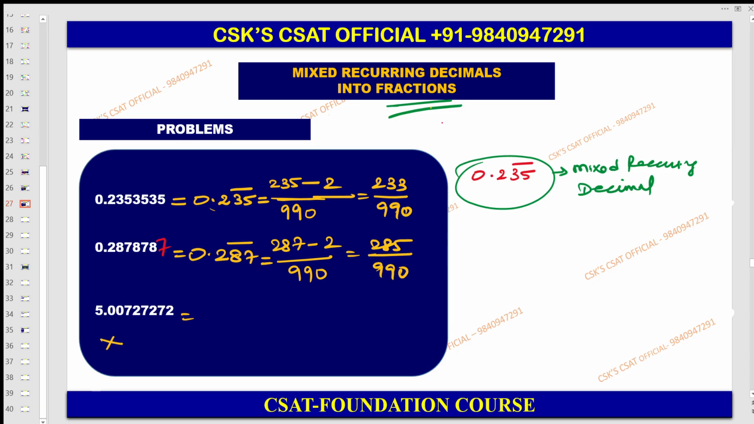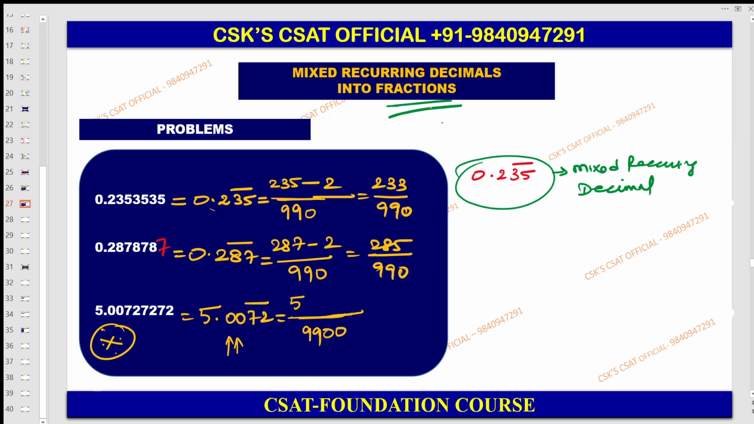Next here, this is very important. People make a mistake in this kind of question. You should not make a mistake. Now try to understand. 5.0072 bar. How many digits are recurring? 7 and 2 only are recurring. How many places do not recur here? 1, 2. So how many zeros do you have to place in the denominator? 2 zeros you have to place in the denominator. Then in the numerator you have to write the complete number.